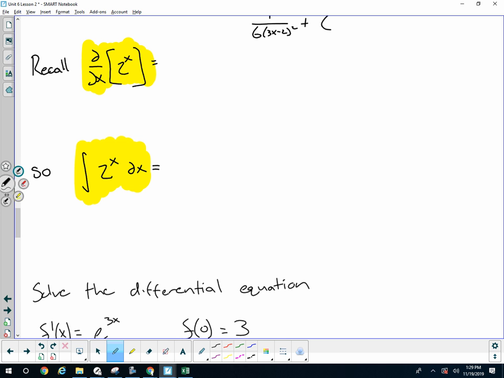I'm not surprised you don't remember it, because we don't use it often. Anybody? Two to the x, natural log 2. Anybody remember that? Nope. Okay. Using the same kind of thought process, knowing that the derivative of 2 to the x is 2 to the x times log 2, what's the antiderivative of 2 to the x?